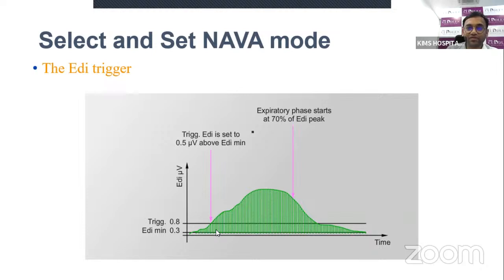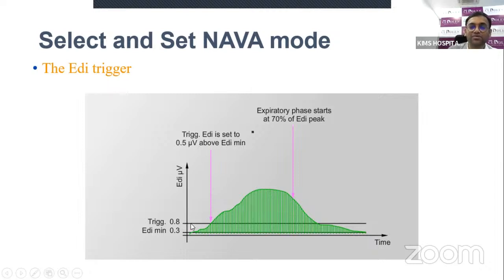So in this EDA wave, we know that this is the EDA max and this is the EDA minimum. Usually we need to have a trigger, just like the 0.2 ml per minute one you set inside. Here also we need some trigger. Usually it is set at around 0.5 above your EDA minimum. So here the EDA minimum is 0.3, and you would set an EDA trigger of around 0.8.